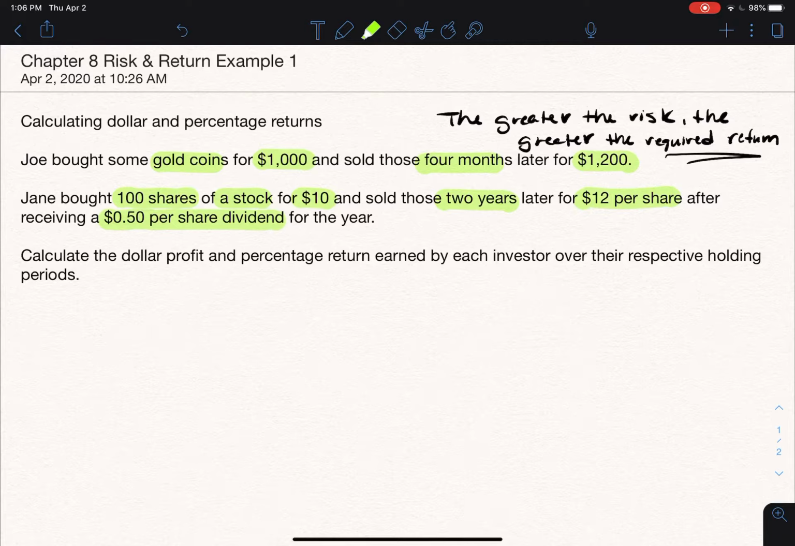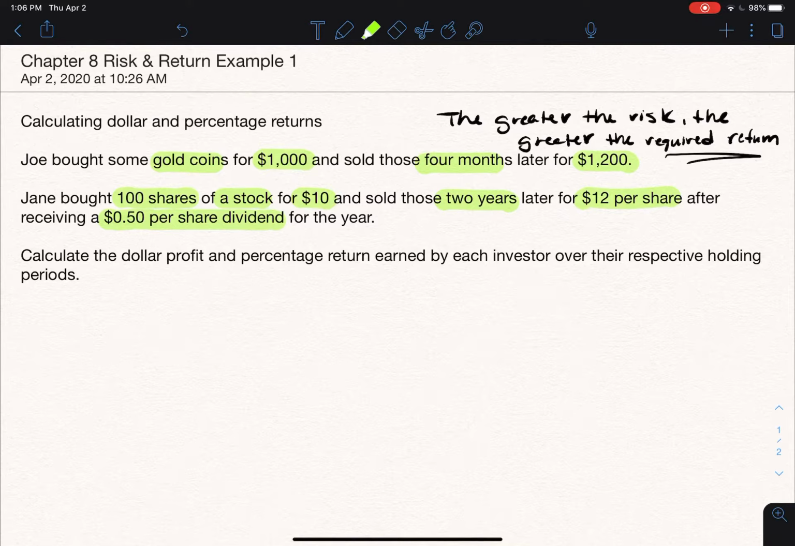Now, that's tricky. Let me see if there's a little more explanation on my side, because that's kind of tricky. Or maybe I copied the problem wrong. Let's see. She sold those 2 years later for $12 after receiving a 50-cent per share dividend for the year.